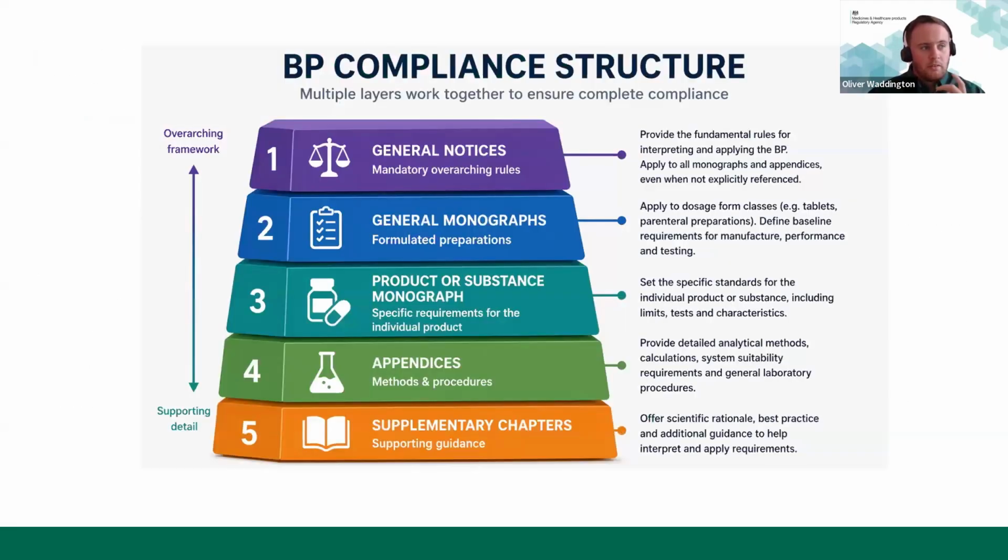So finally, just to summarize, BP compliance is layered. The product monograph or the drug substance monograph is not sufficient on its own. You must also consider the general notices, the general monographs, as well as the appendices. And while not mandatory, the supplementary chapters do provide lots of really good supporting understanding and guidance. So as a final message, if you focus only on the product monographs, then you are likely missing some critical requirements.